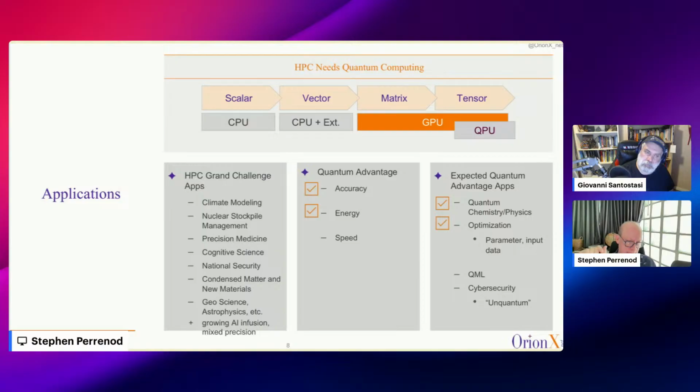But by now, we're in the era where supercomputers are built of very, very large computational clusters that have a CPU component, and very often they have a GPU from NVIDIA or one of the other vendors. And those GPUs are there to solve matrix equations and to solve tensor equations, which are higher dimensionality matrices. And on the left side, it shows a bunch of the different grand challenge applications that we have in HPC, everything from climate modeling through astrophysics and condensed matter and materials, et cetera.